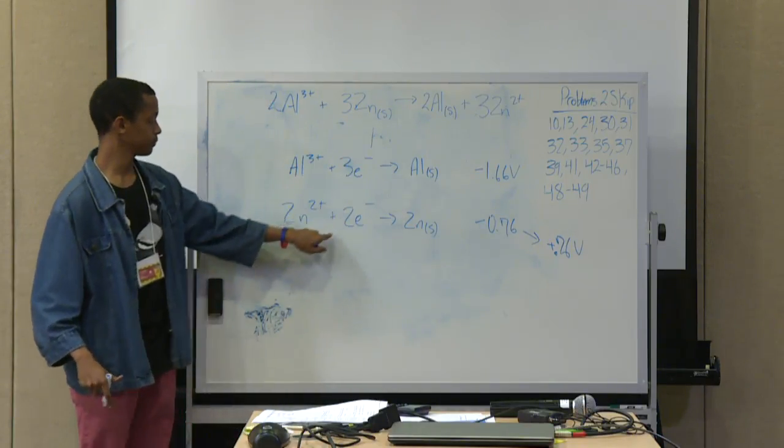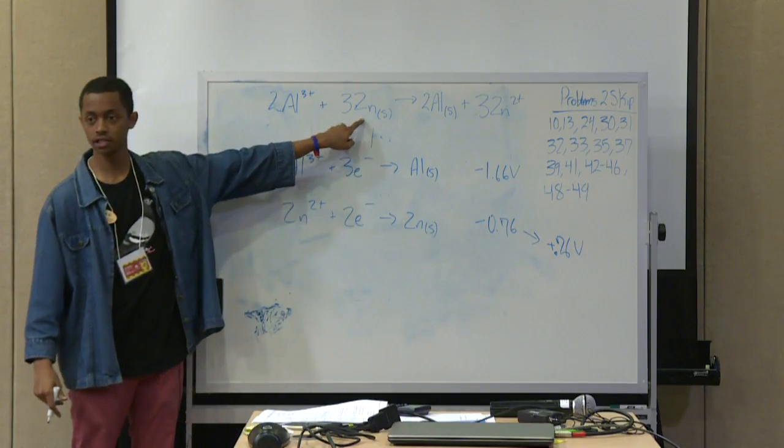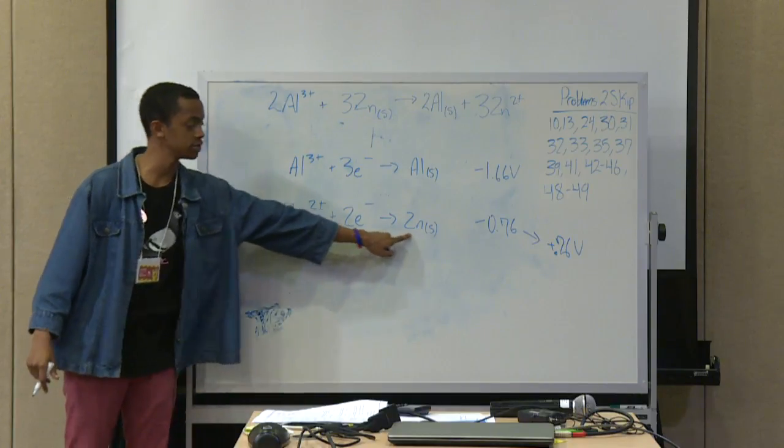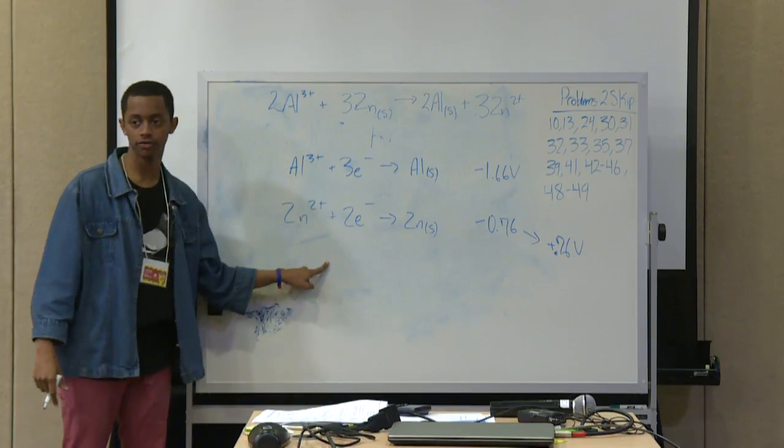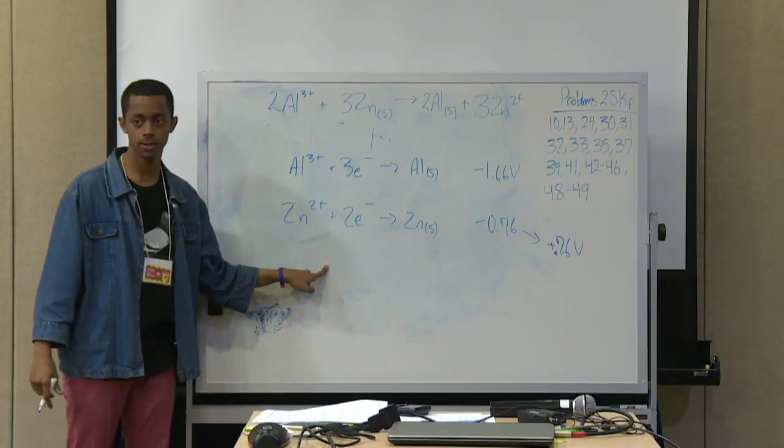Why do we flip this one? Because solid zinc has to be in the reactants, and here solid zinc is in the products. So you know you got to flip this one. Does that make sense?